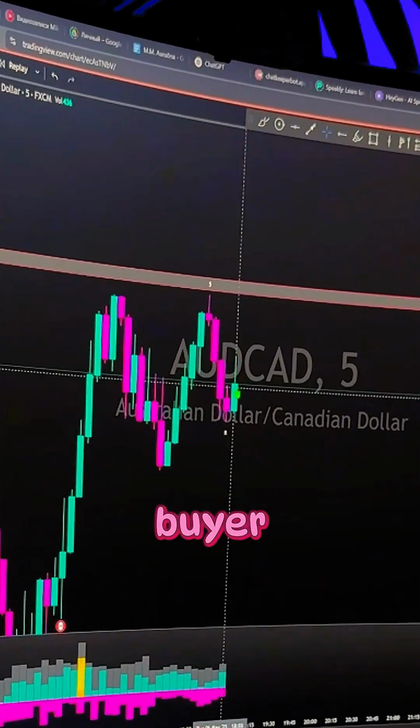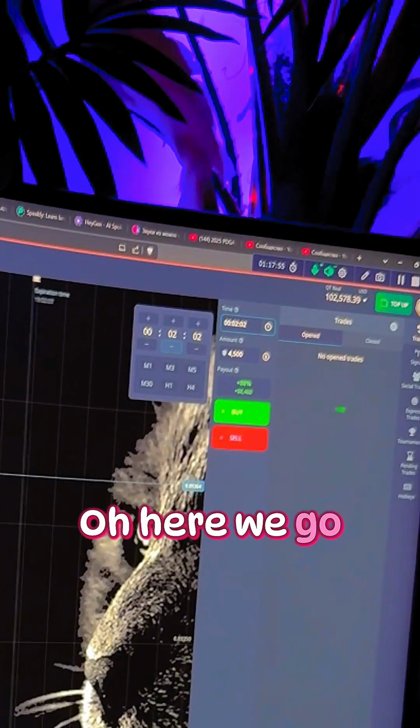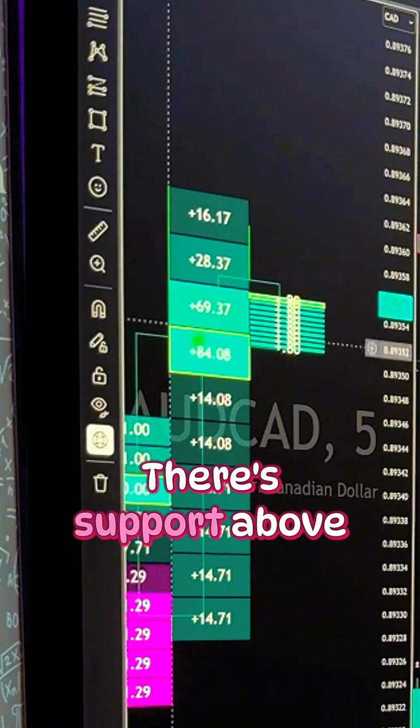No, there's no strong buyer. Nope. Oh, there we go. We have contact. Oh, here we go. It's going wild. How they hit the area of interest right at the close. Bam. There's support above. Bam.